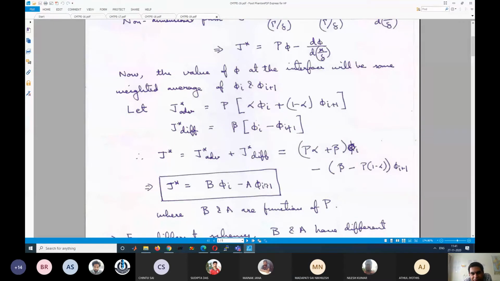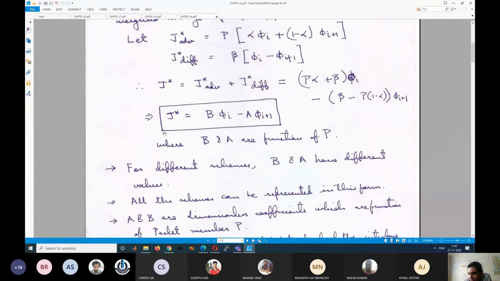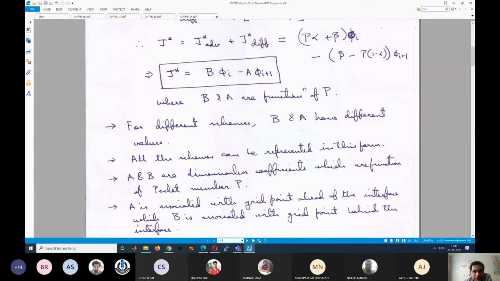Because within this B and A, this alpha and beta are there, and both alpha and beta have different functions. So here already the Peclet number effect is there, and beta is already a function of P, which gives the weightage of the diffusivity. So ultimately this B and A are some functions of Peclet number. P into alpha is already a function of Peclet number for B, and beta itself is also a function of Peclet number. Okay, so for different schemes, B and A have different values.